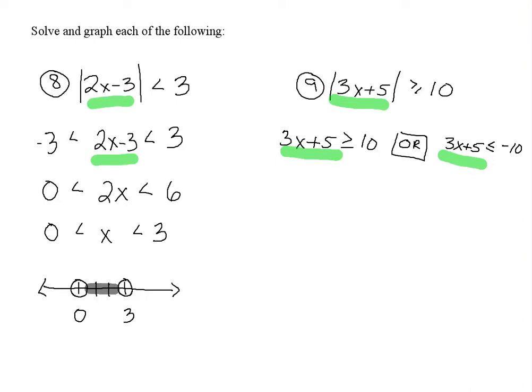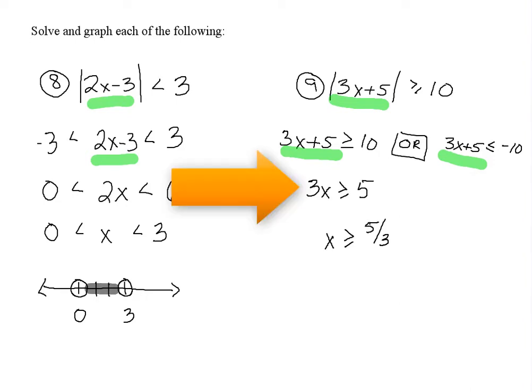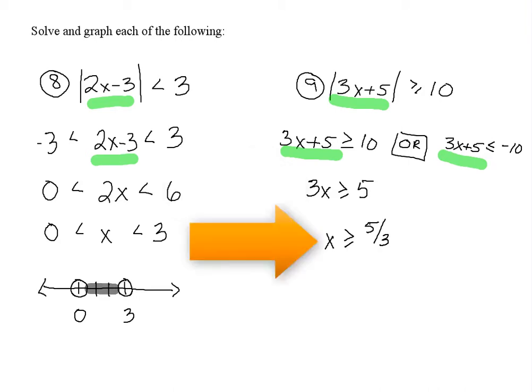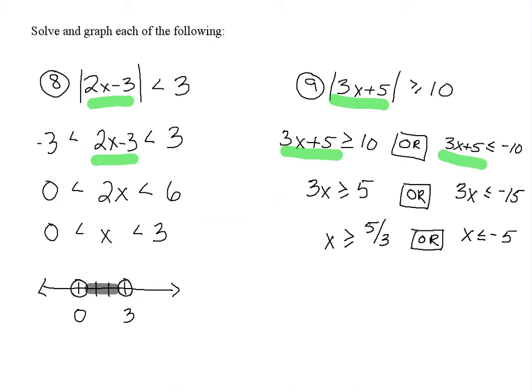Now, solving each one of these is just simple arithmetic. On the left-hand side, we'll first start by subtracting 5 on each side. Then, we'll divide each side by 3 to get x is greater than or equal to 5 over 3. Now, on the right-hand side, again, we'll start by subtracting 5 on both sides. So when we do that, we'll get 3x is less than or equal to negative 15. Dividing both sides by positive 3 gives us x is less than or equal to negative 5.